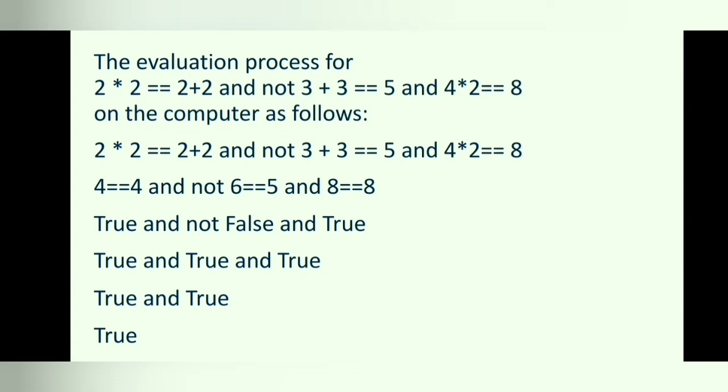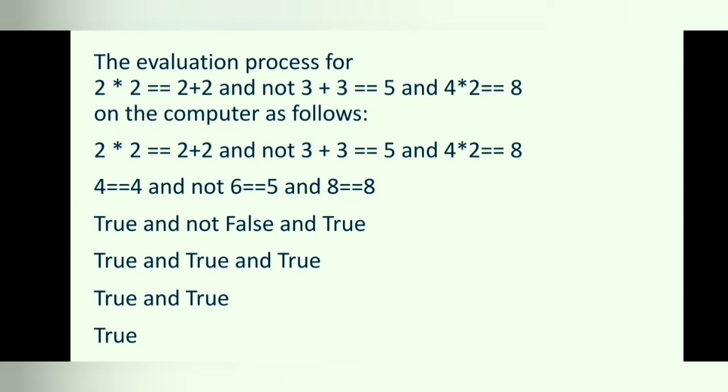So the expression 2 * 2 == 2 + 2 and not 3 + 3 == 5 and 4 * 2 == 8 will be evaluated to 4 == 4 and not 6 == 5 and 8 == 8. Next, comparison operators are evaluated. So the expression 4 == 4 and not 6 == 5 and 8 == 8 will be evaluated to True and not False and True.